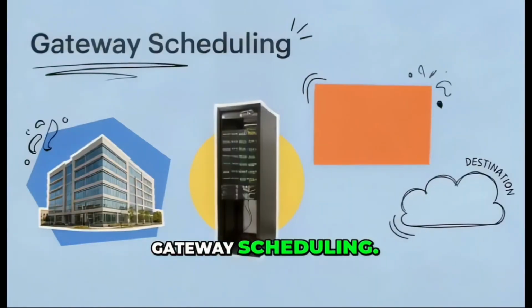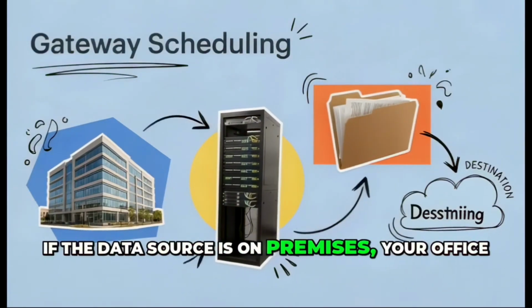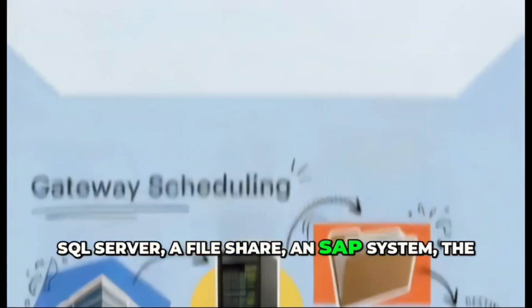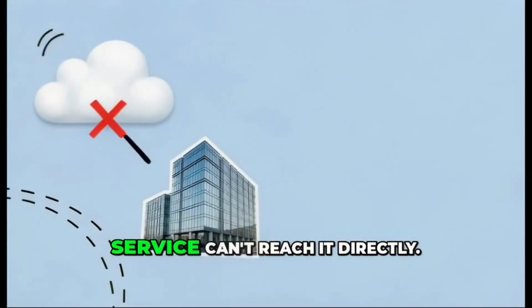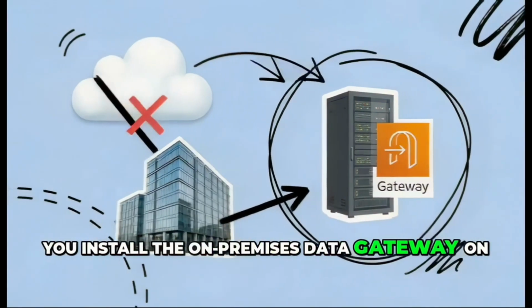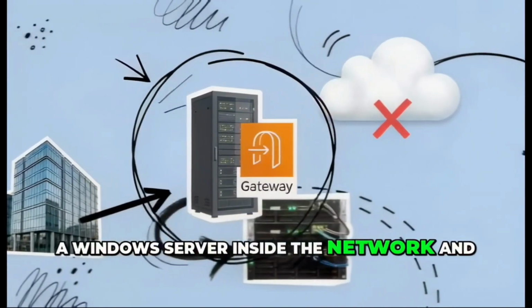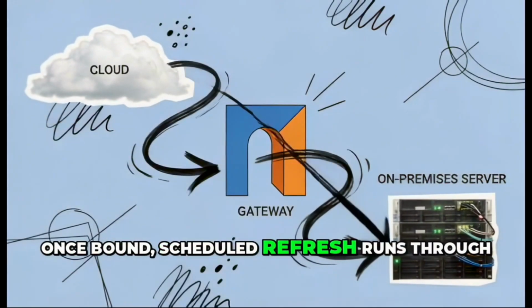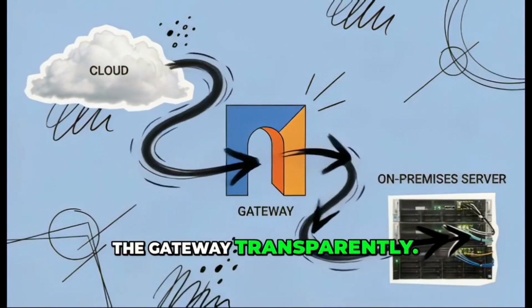Gateway scheduling. If the data source is on-premises, your office SQL Server, a file share, an SAP system, the service can't reach it directly. You install the on-premises data gateway on a Windows server inside the network and bind the dataset to it. Once bound, scheduled refresh runs through the gateway transparently.